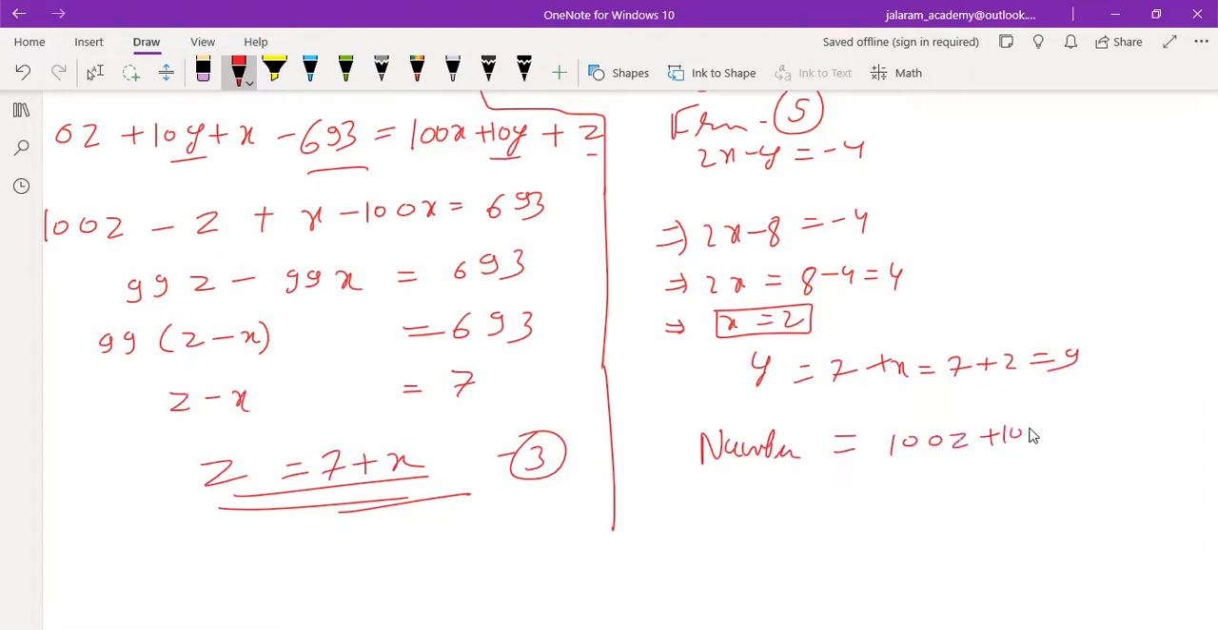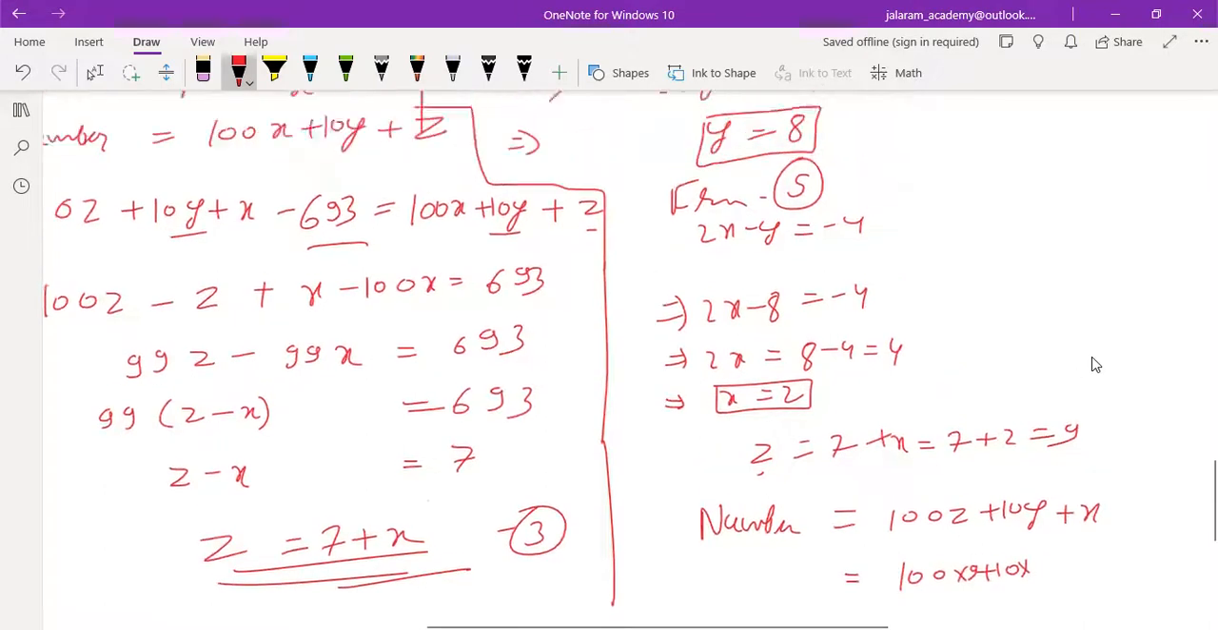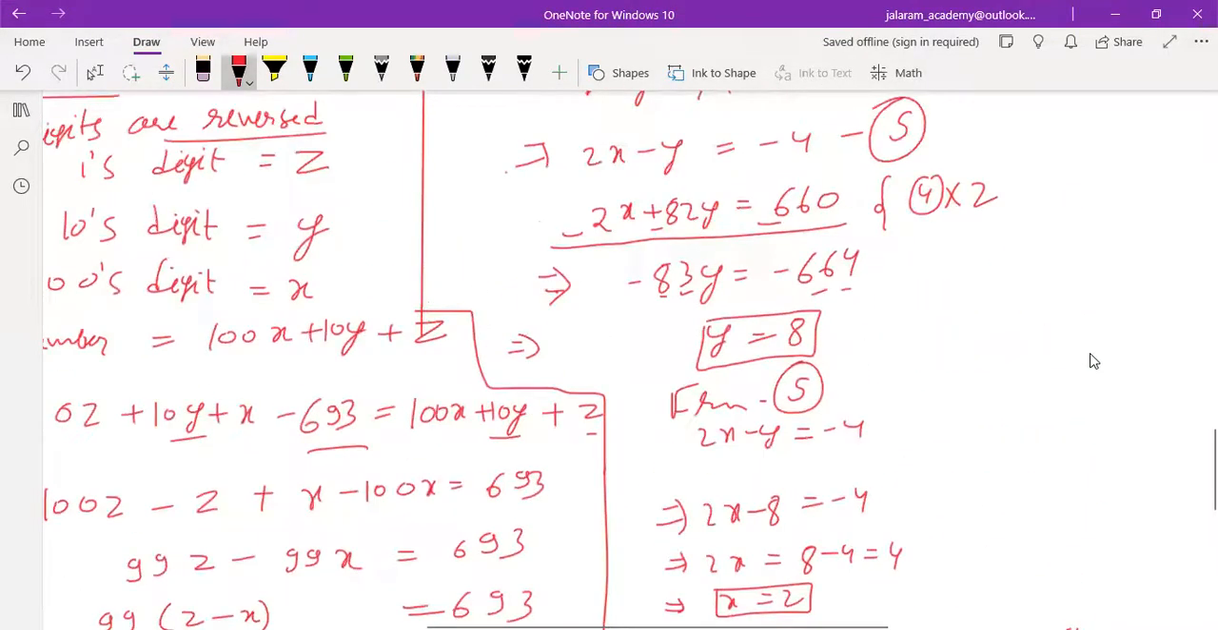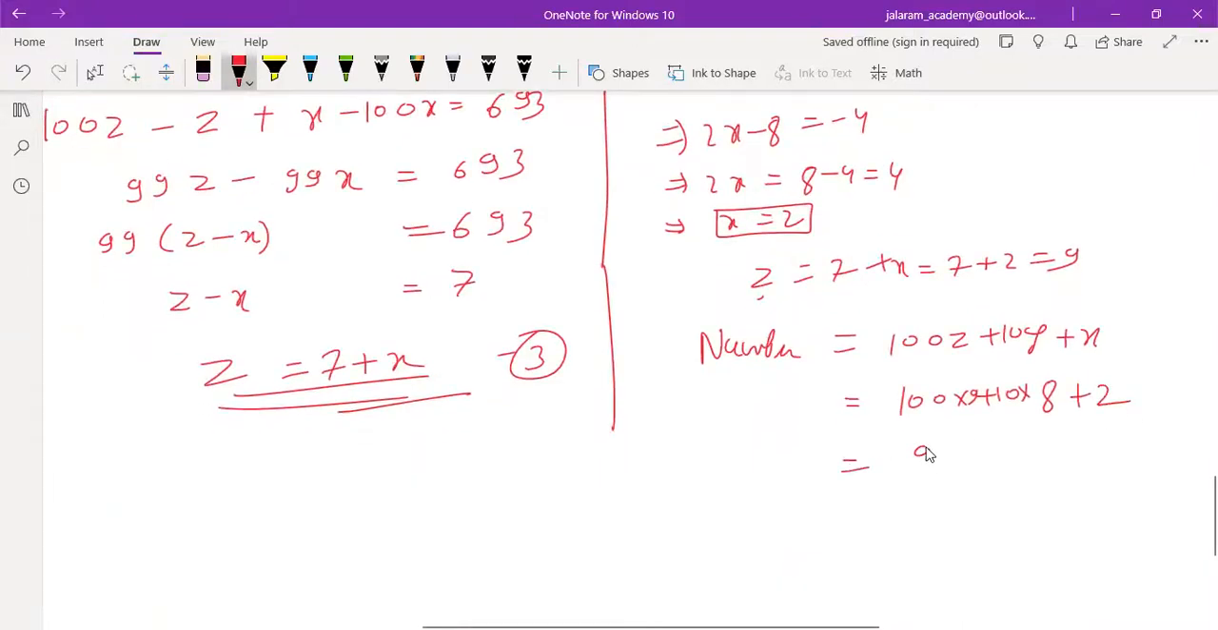So the number is 100z plus 10y plus x. This is z. So 100 into 9 plus 10 into y, y is 8, plus x, x is 2. So it is 900 plus 80 plus 2, that is 982, which is the answer.